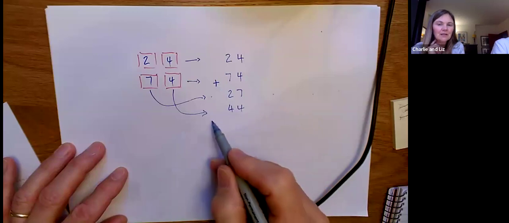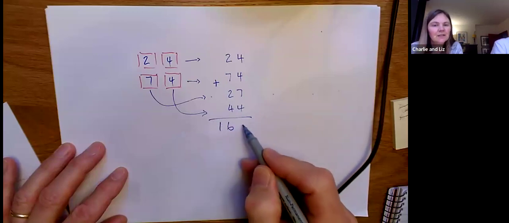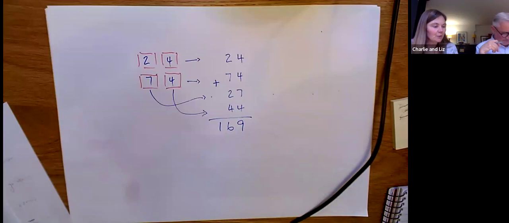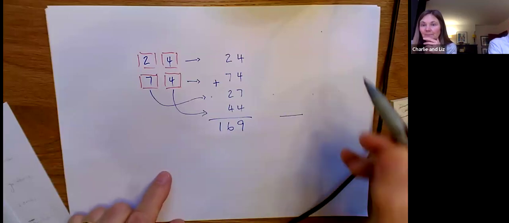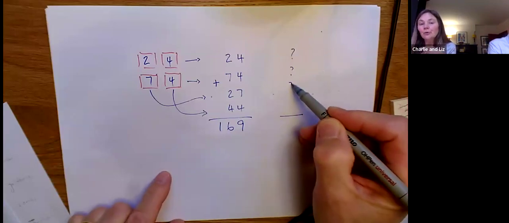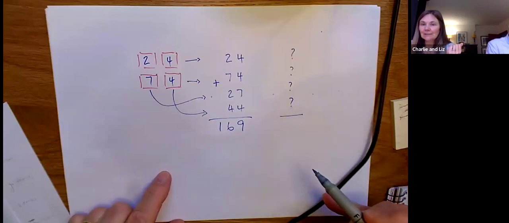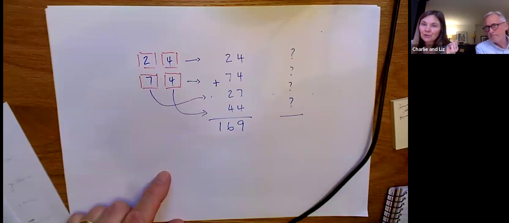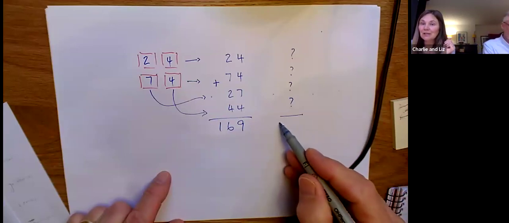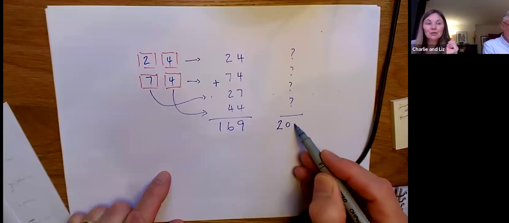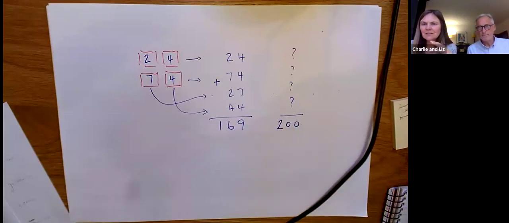So, Charlie, I wonder if we can find the total of those. 169. I don't know how you did that so quickly, but it's not about speed. So Charlie got a total of 169 in that case. Our challenge to you is, can you place four digits in four boxes in that way to generate four two-digit numbers, just like Charlie did? But this time, we'd like you to try to find four digits that make four two-digit numbers that have a sum of exactly 200. So this is your challenge.